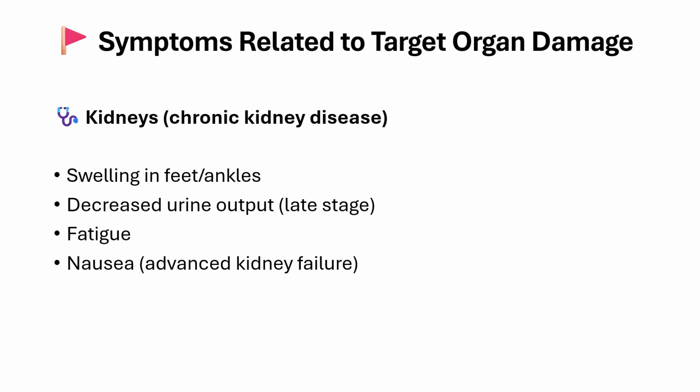Fatigue, and that is related to the swelling in the legs, but it's also related to not having enough red blood cells, because again, the kidneys produce erythropoietin, which stimulates our red blood cell production in the bone marrow. So all of your kidney disease patients will be anemic, and it is 100% related to the erythropoietin. Also, they develop some nausea with advanced kidney failure.